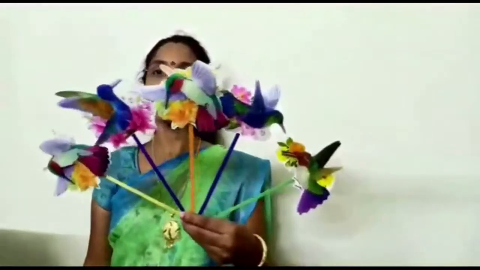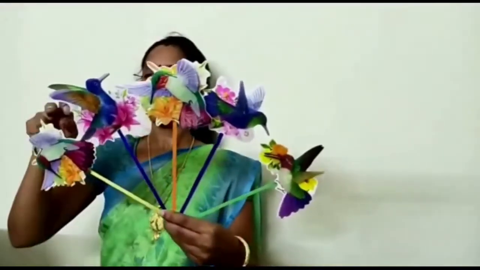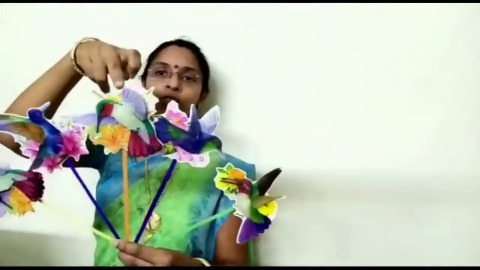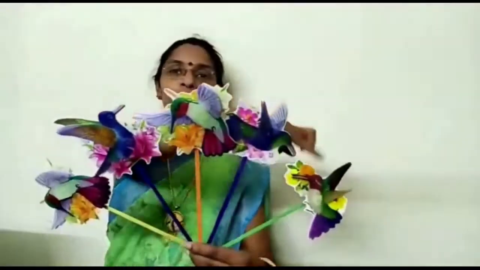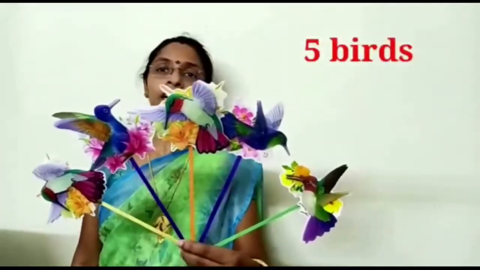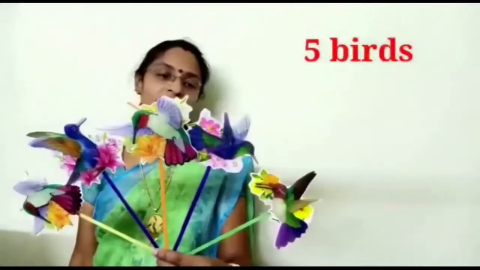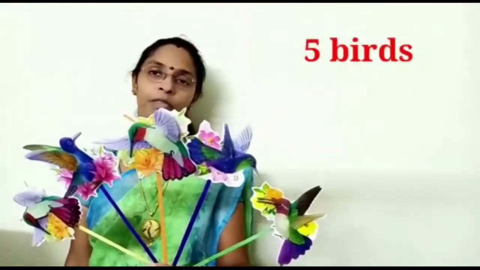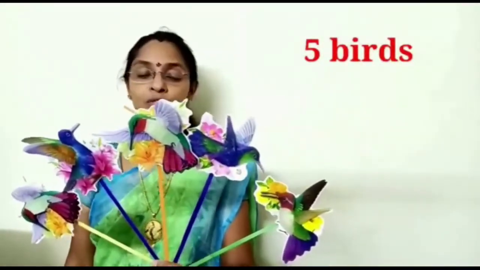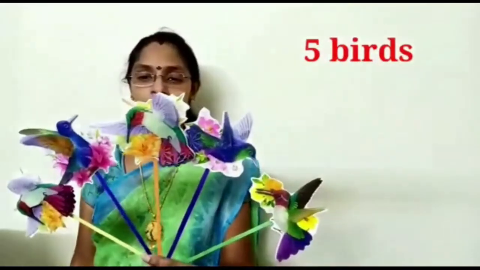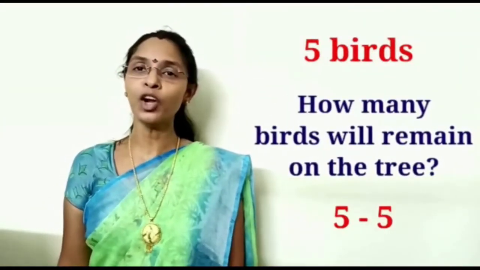See here, how many birds can you see? 1, 2, 3, 4, 5 birds. All these birds were sitting on a tree. All these birds were feeling very hungry, so all of them flew away in search of food. How many birds will remain on the tree, children?